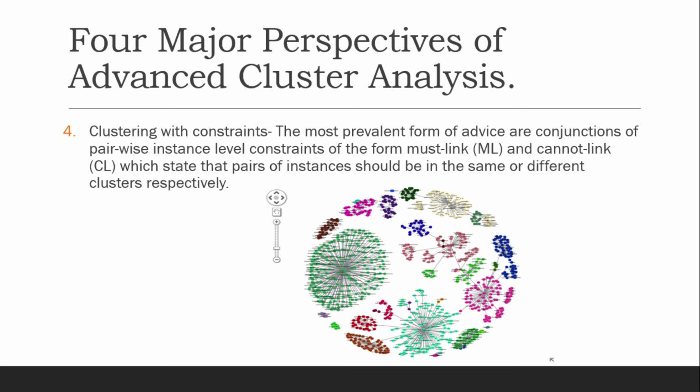Number 4, clustering with constraints. The area of clustering with constraints makes use of hints or advice in the form of constraints to aid or bias the clustering process. The most prevalent form of advice is conjunctions of pairwise instance-level constraints of the form must-link, or ML, and cannot-link, or CL, which state that pairs of instances should be in the same or different clusters, respectively.